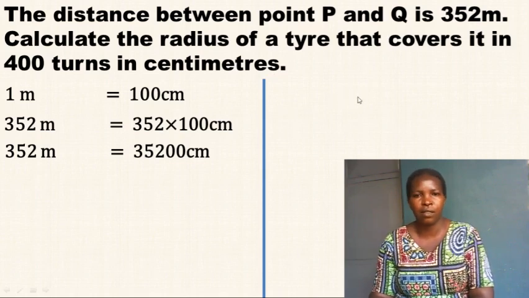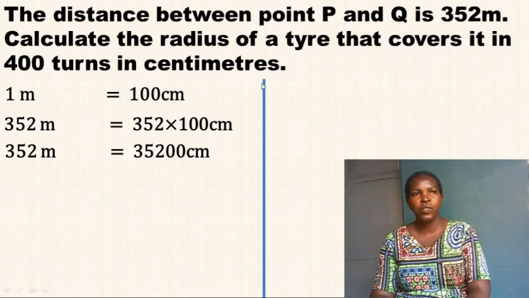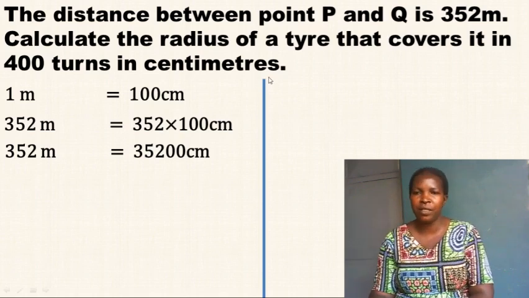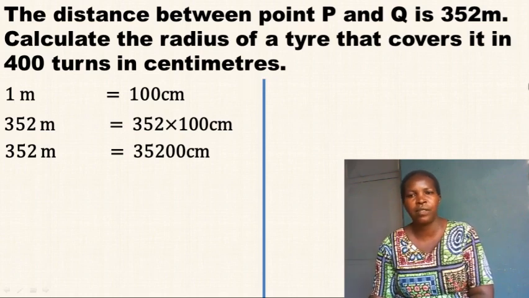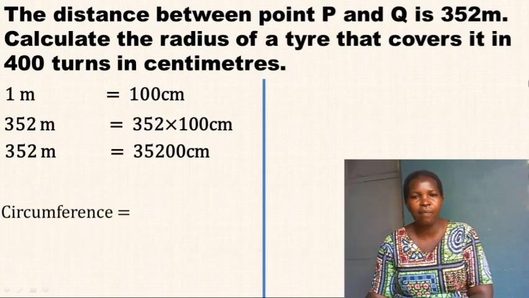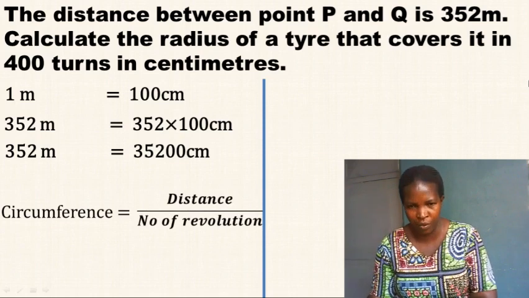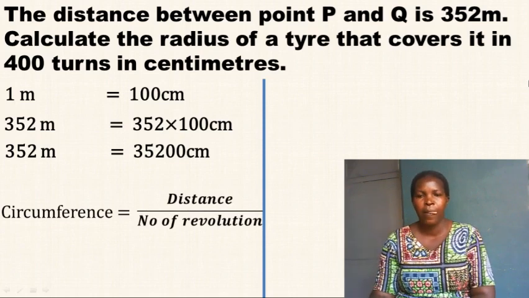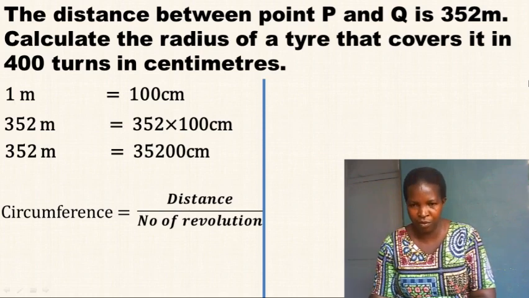My dear boys and girls, after converting the distance into centimeters, our next target is to look for the circumference. Yes, you can remind us. I gave you 2 ways of calculating circumference. You can state for us the first way where we used the formula. My dear boys and girls, yes, what is the formula? Good. Someone is telling me circumference is equal to distance over number of revolutions. Can you all repeat that? Circumference equals distance over number of revolutions.